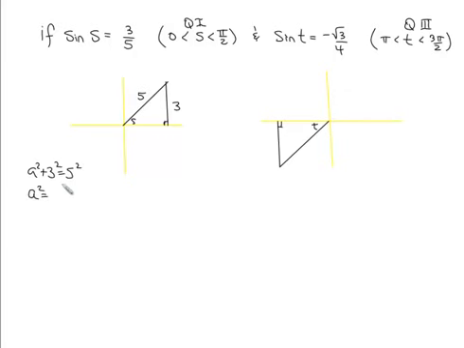So a squared is equal to 25 minus 9, which is 16. So a is equal to plus or minus 4. In quadrant 1, though, this needs to be 4, positive, because x is positive in quadrant 1.